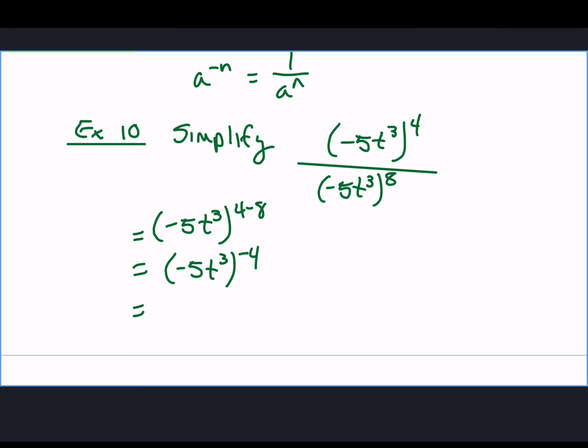What does the negative exponent rule tell us? That we have to rewrite it. And how do we rewrite it? We do 1 over negative 5t to the third raised to the 4th power.